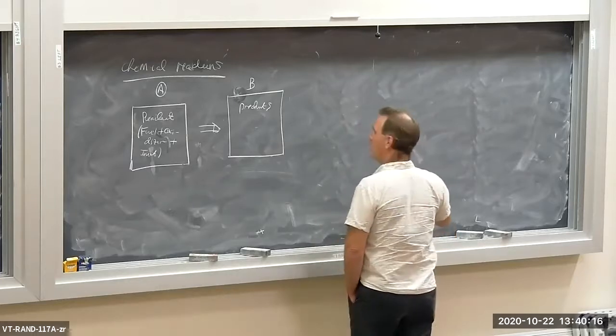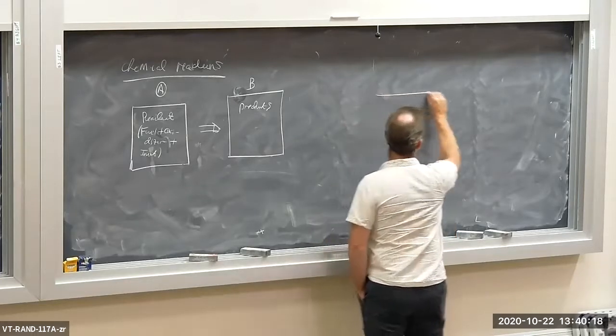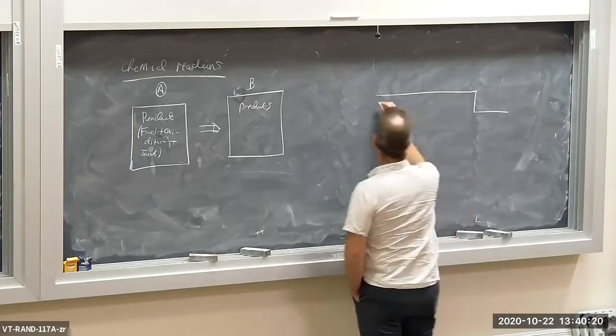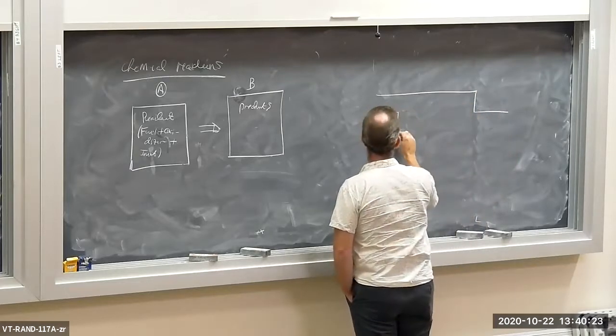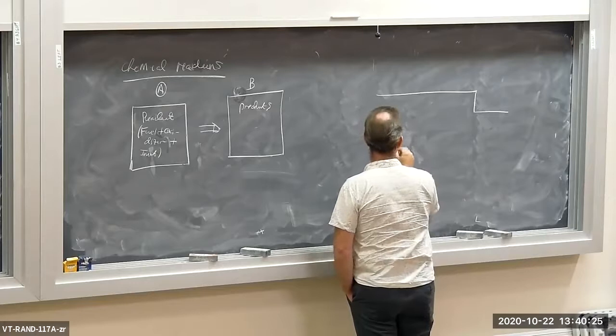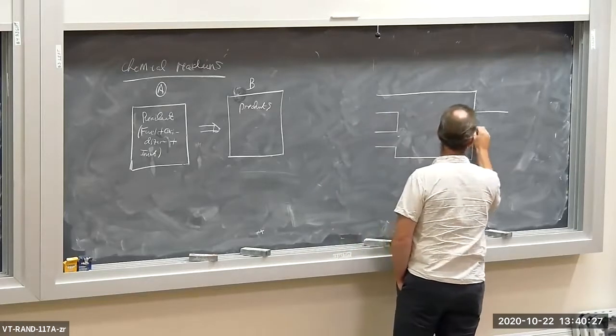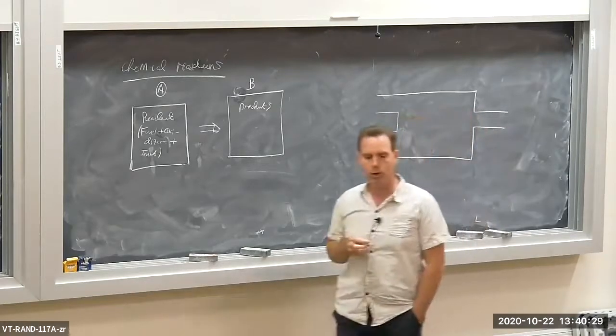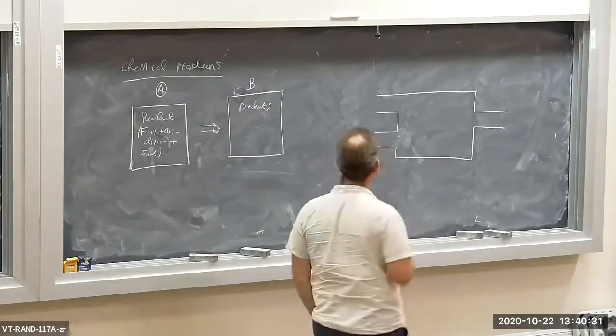That would be an example of a closed system where we have some sort of chemical reaction going on. We also have open systems involving chemical reactions. Let's say we have a combustor here, some sort of an open system that is used to burn some fuel in some kind of an oxidizer.